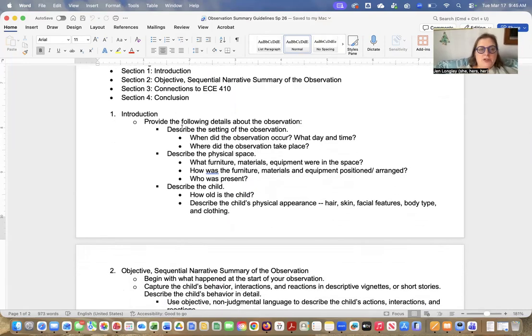So the introduction, you're going to describe the setting, where the observation occurred, the physical space, how the furniture's arranged. Notice you're doing two observation summaries, but this information can stay the same. Clearly not the day and time, but the space, unless the room changes from one week, and sometimes teachers change the room. How the furniture was arranged, who was present might change.